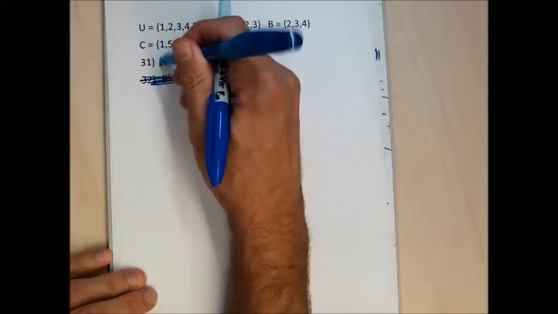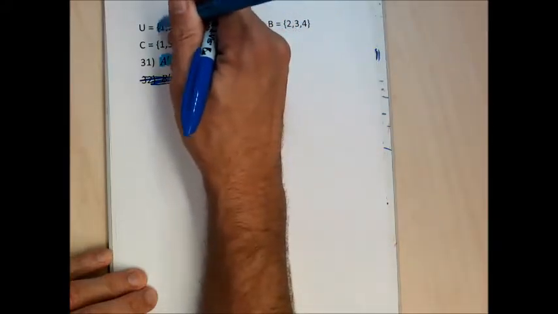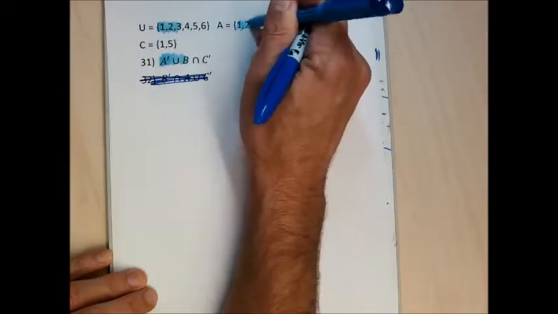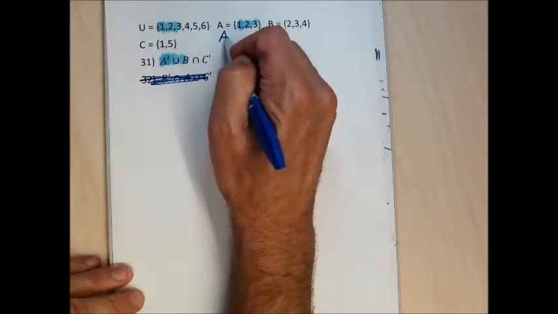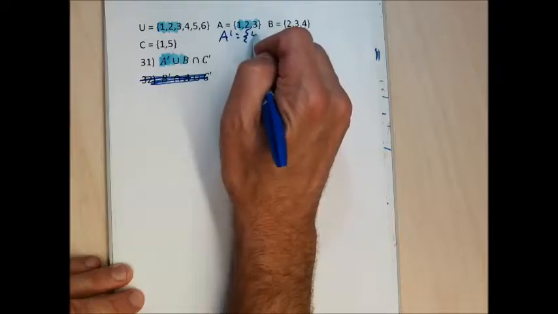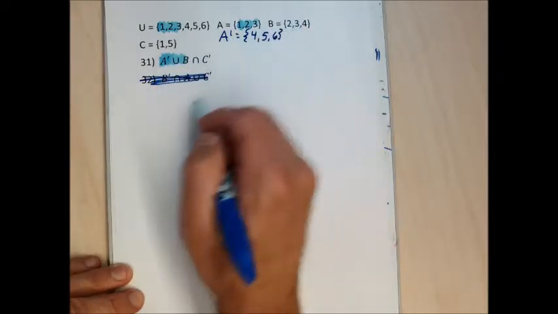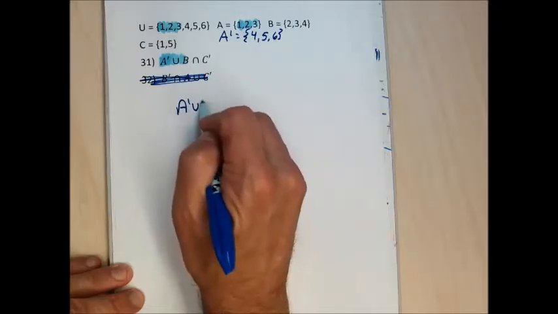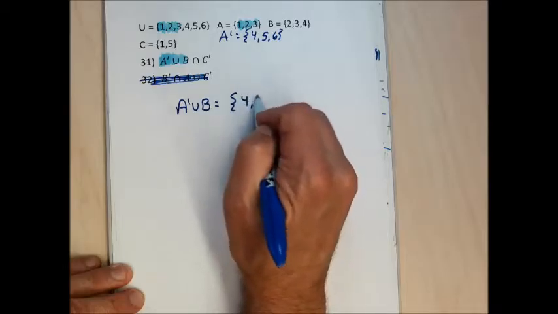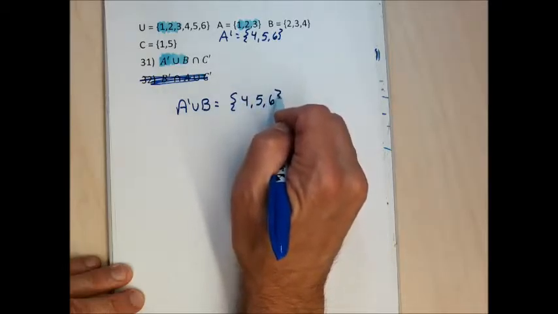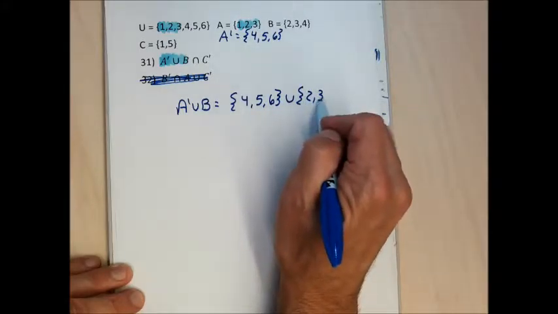So for 31, the first thing I need to do is A complement union B. I need to know what A complement is. I figure out what A complement is by taking 1, 2, and 3 and crossing it out from the universal set. A complement is going to be the set that contains the numbers 4, 5, and 6. So to do the A complement union B part of this, that's going to be taking set A complement, which is 4, 5, and 6. I'm going to union that with set B, which is the set that contains 2, 3, and 4.